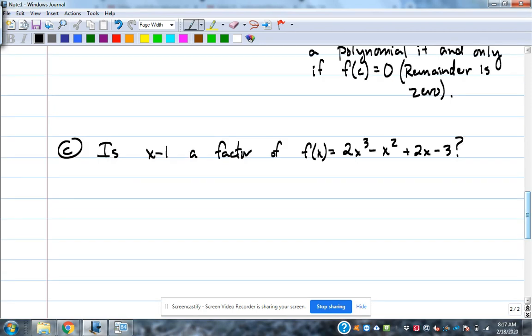Okay, so I'm going to set up synthetic division. 2, -1, 2, -3. What goes on the shelf? +1. Run synthetic division with that. So we drop the 2 down, multiply and add.